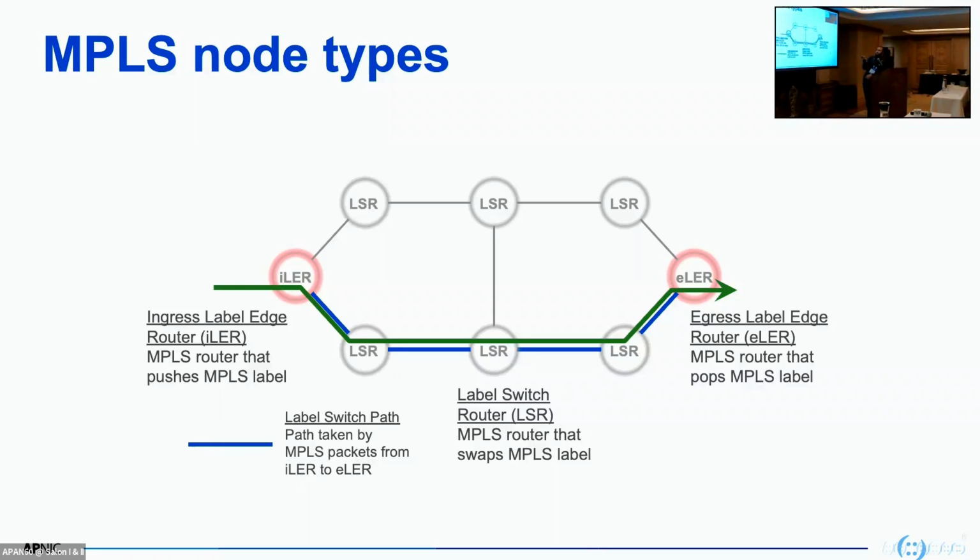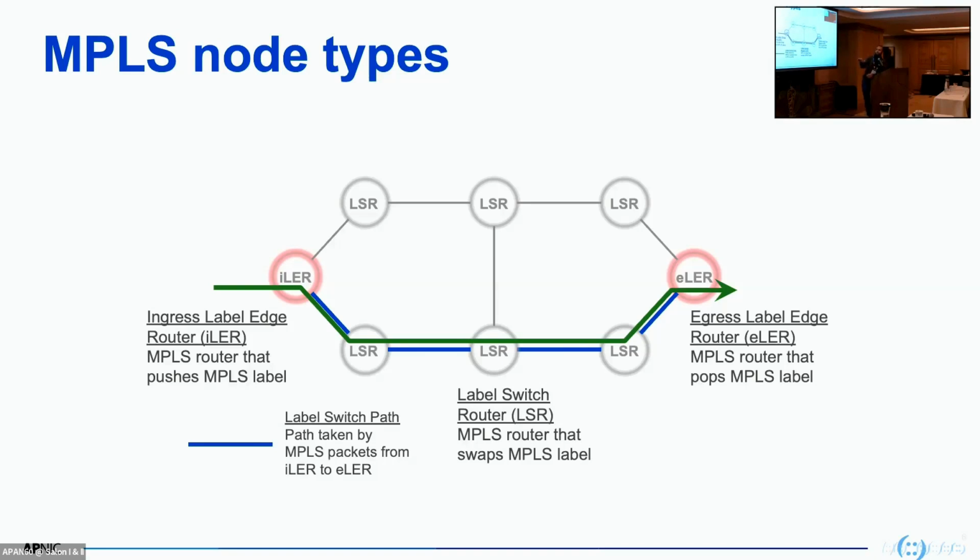Routers in the middle of the domain, not at entry or exit points, are simply called label switch routers. But this is also a label switch router, actually. This is also a label switch router. But why do we change the name? It's called a label edge router because it's at the edge of the domain, but that's basically from the perspective of whether the packet comes from that side or not.